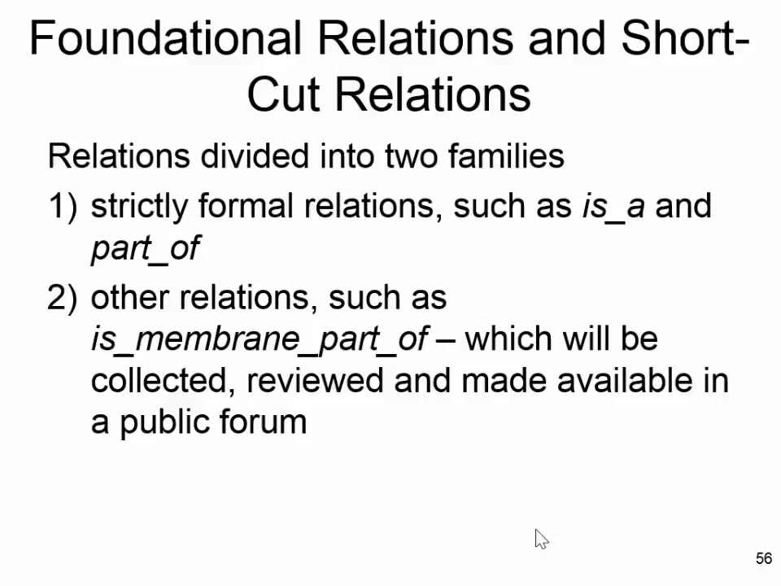But then there are what we call shortcut relations, which are defined in terms of foundational relations for specific domain purposes. So "is a membrane part of" means "is a membrane and is part of." That's its definition. And these shortcut relations prove very useful when it comes to organizing domain ontologies, but they are, in principle, eliminable. You don't need them because you can just replace them with the expanded version of the corresponding relation.